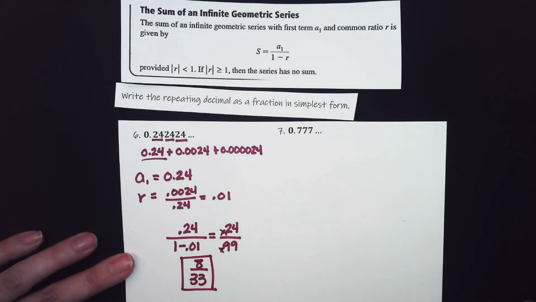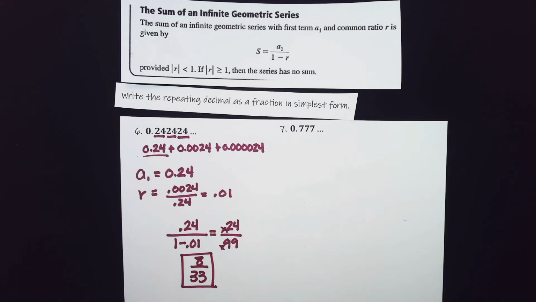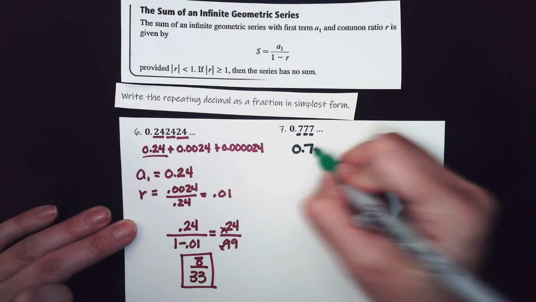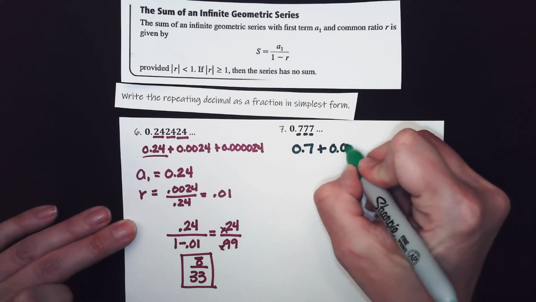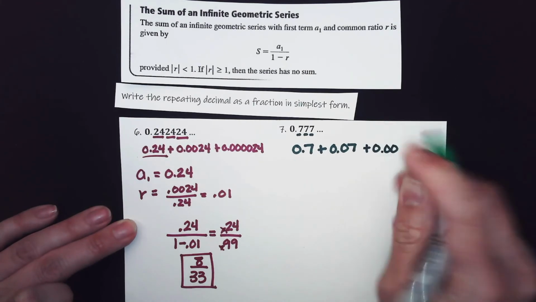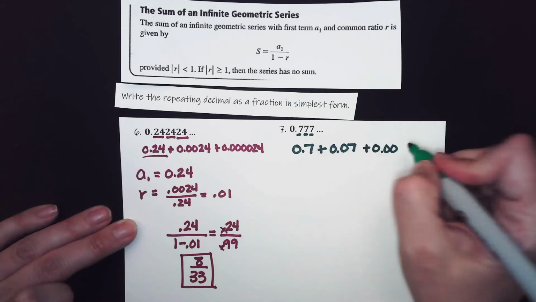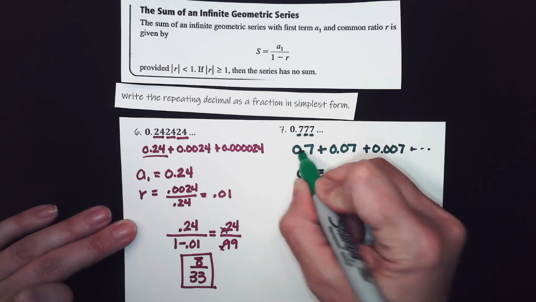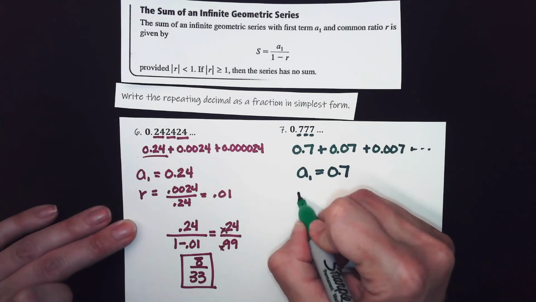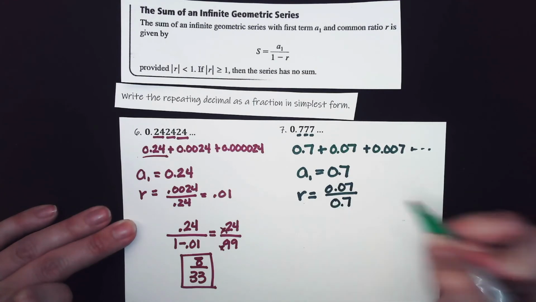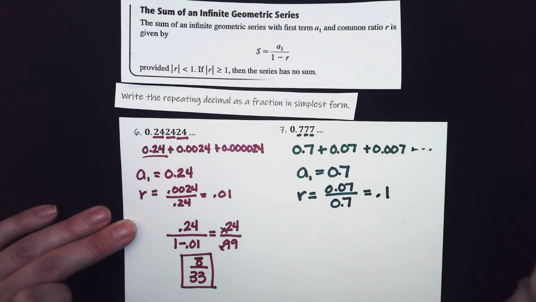Okay, so let's try it again with number 7. So again, I see the repeat is the 7, 7, 7. So if I write my first term 0.7, second term 0.07, I have to put a 0 where that one was. And then the next term would be 0.007, because that's all represented here. And then it has another 7, and so forth. Okay, keeps going. So my A1 is that first term, 0.7. My common ratio is the second term divided by the first term, which is 0.1.